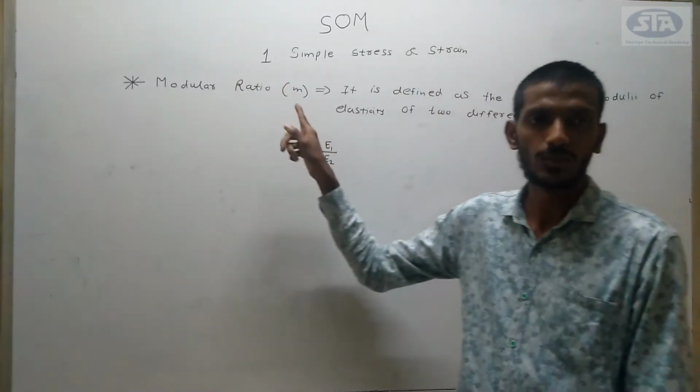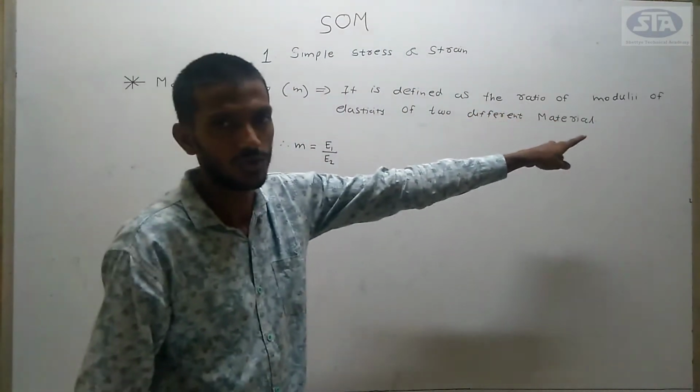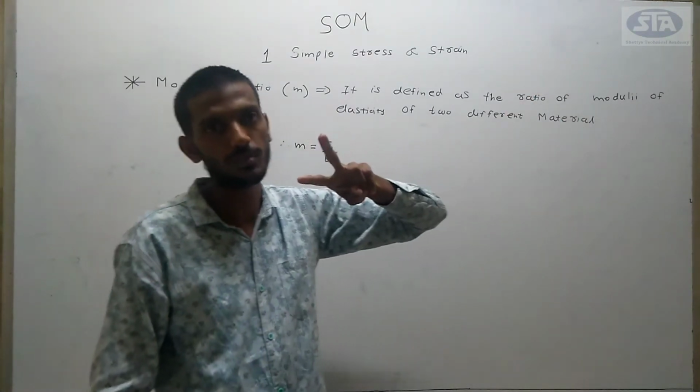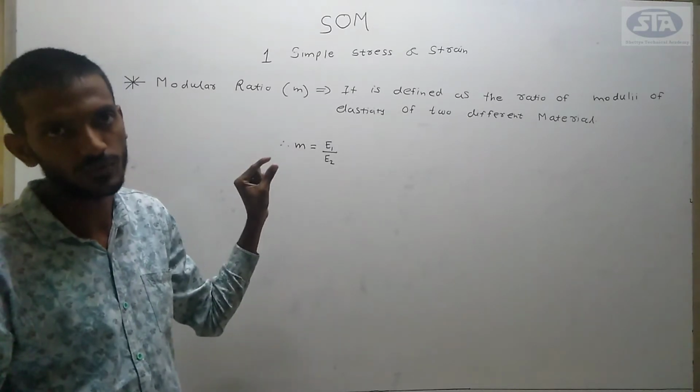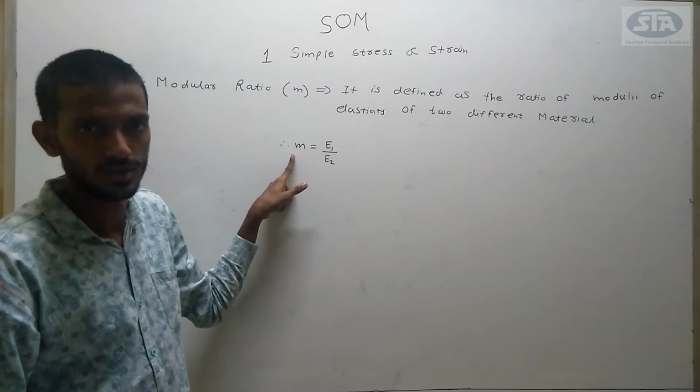Now student, the next concept is modular ratio, which is capital M. Modular ratio is defined as the ratio of moduli of elasticity of two different materials. Means if we know the modulus of elasticity of two different materials and we take the ratio of them, then the term is called modular ratio.